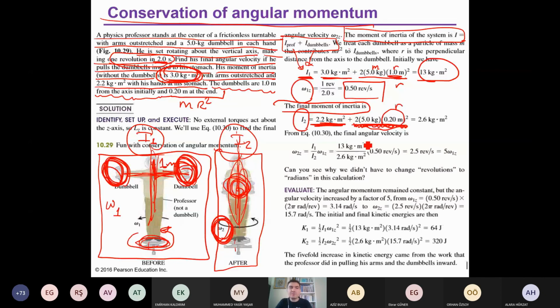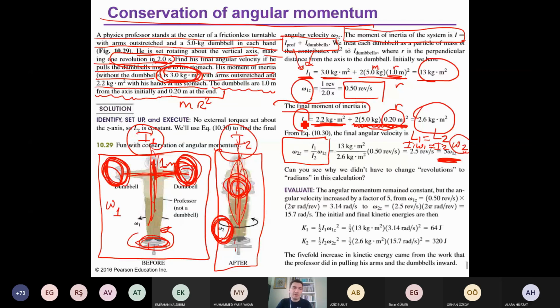And now you can apply conservation of angular momentum. Because there is no net torque acting on the system, L1 is equal to L2, then I1 omega 1 is equal to I2 omega 2. Then if you take omega 2, which is asked in the question, you can get this expression. Put all these things into the equation, then you can find the relation for the final angular speed of the system.